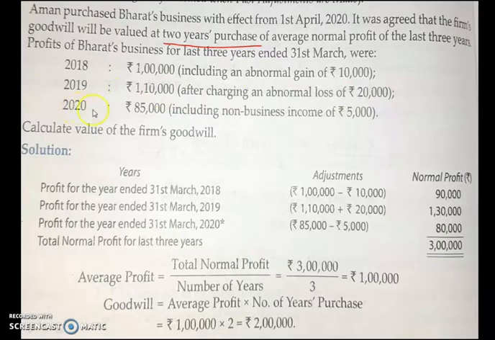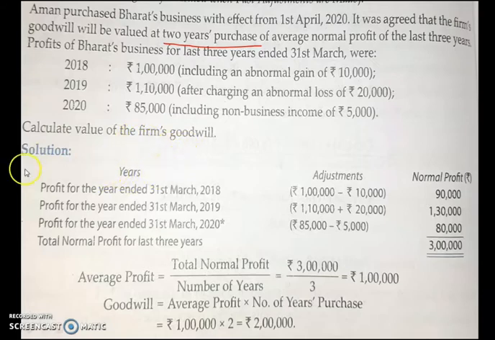Now 2020, what happened? 85,000 including non-business income of rupees 5,000. So you happened to earn an income of 5,000 which was not related to your business. Anything not related to business is not your income, but they have included that. So what are you supposed to do? Remove it from this 85,000. The income which is not related to your business has to be removed, so subtract it. Calculate the value of the firm's goodwill. This is the question.